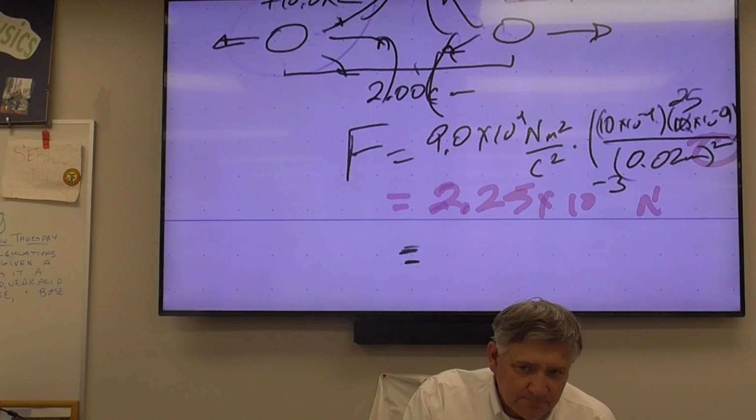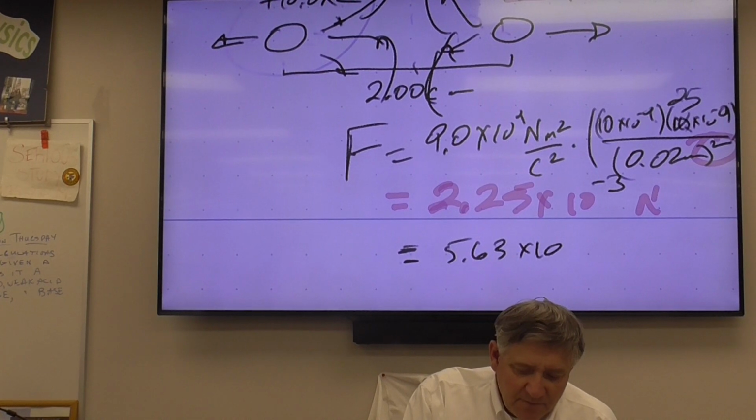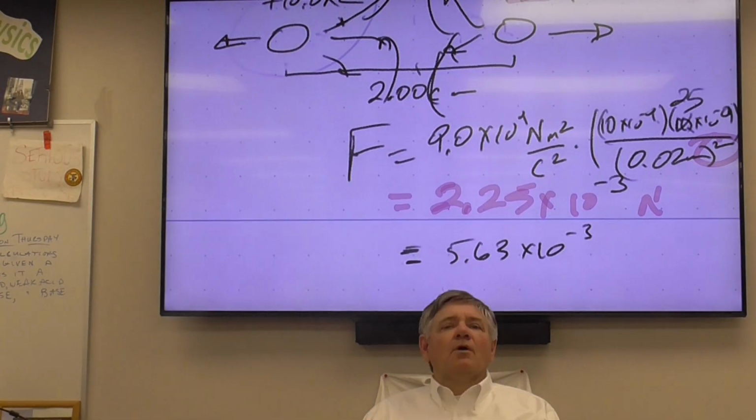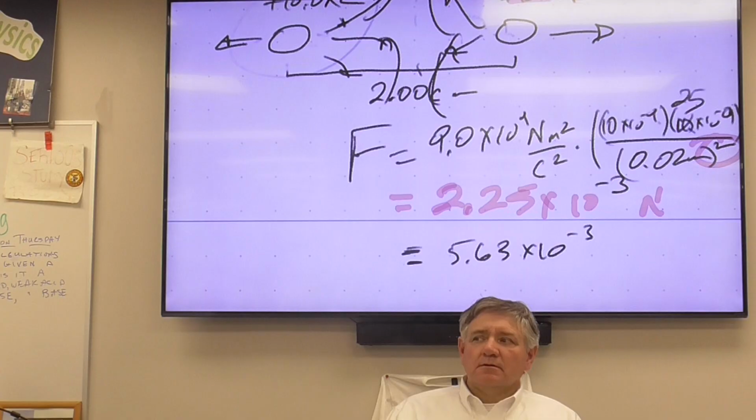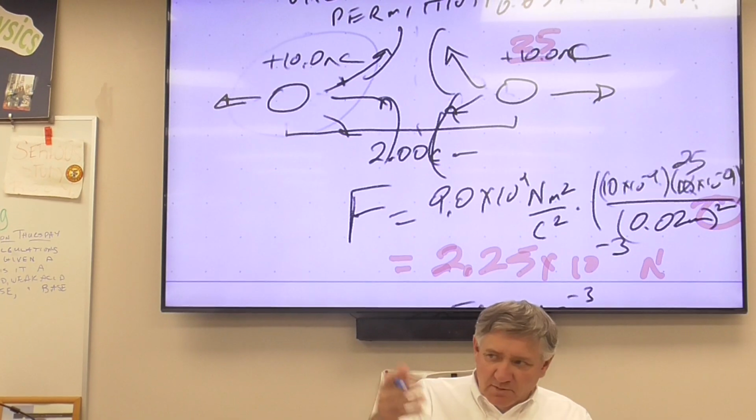What do you get? 5.625 times 10 to the negative third. Bigger value. Did anybody else get that? Why is it bigger? Because one has a stronger charge, so one is going to have a bigger charge, right? So the force is going to be bigger.